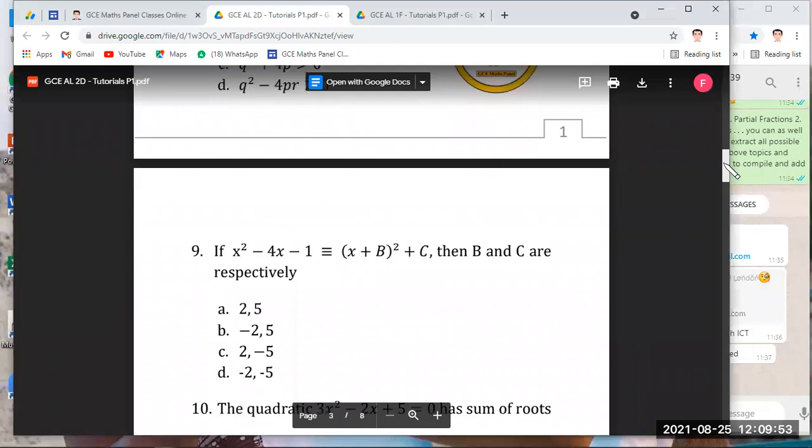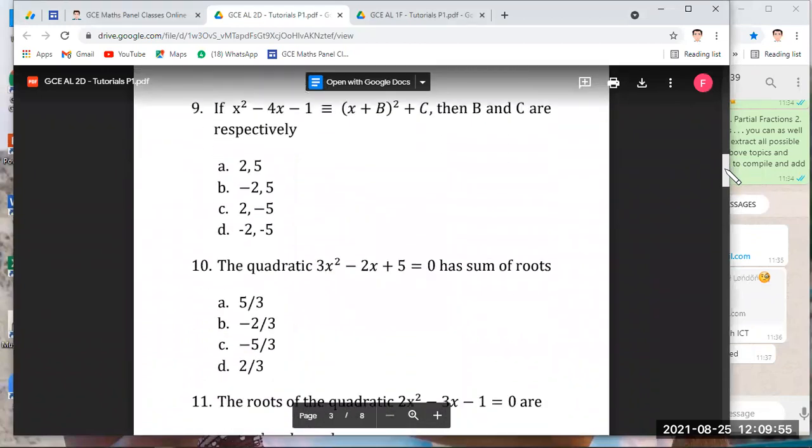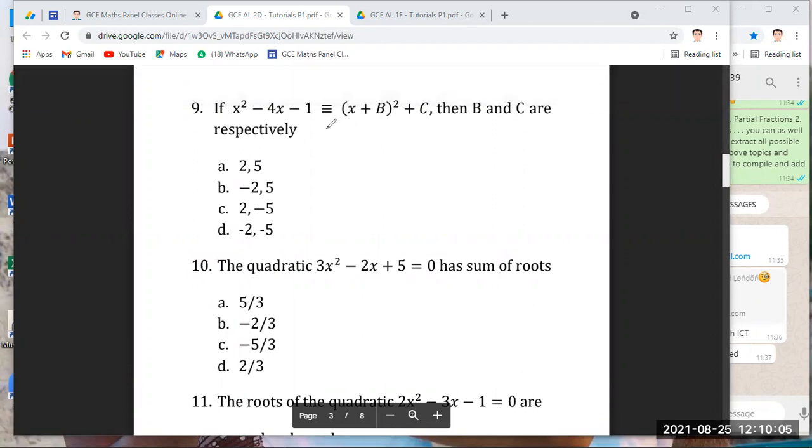So for question number 9, we have x squared minus 4x minus 1 is identical to this. Then what are the values of b and c? To get the values of b and c, you just expand the right-hand side. This will give us x squared when you expand, plus 2bx, plus b squared, plus c.